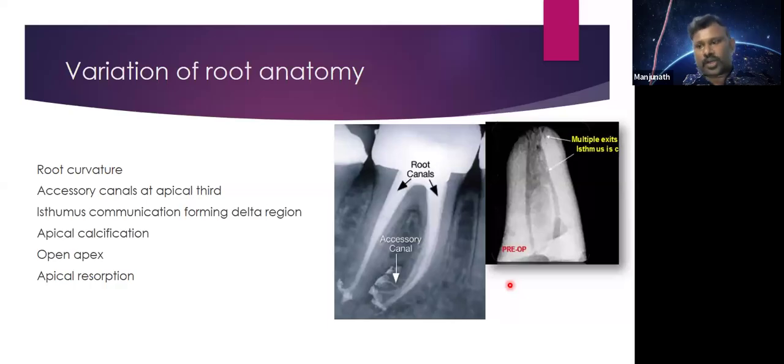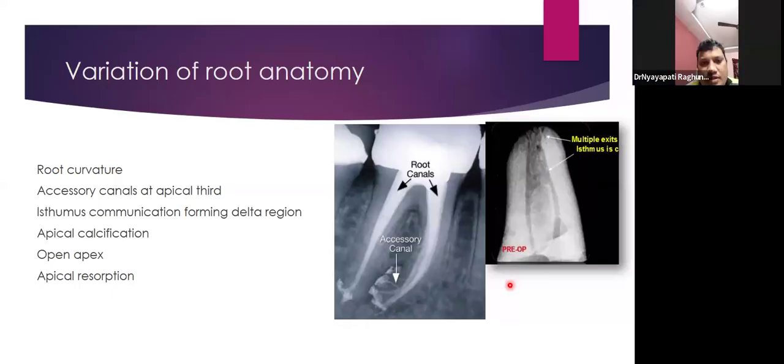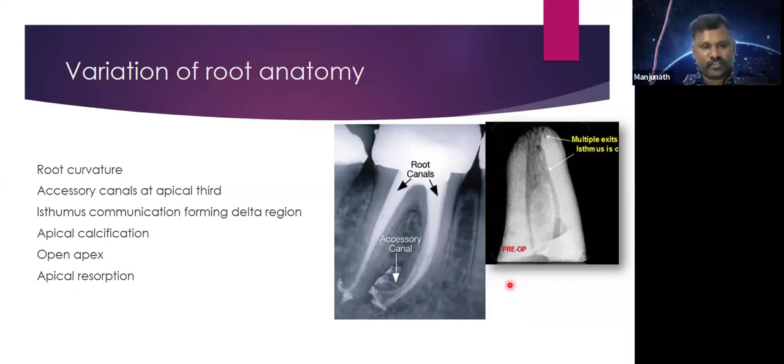So the next thing is, what are the variations that can happen in the apical portion? Generally, we have difficulty with root curvature or apical curvature, so it will be difficult to negotiate the apical portion. Or sometimes you may have accessory canals at the apical third, and there will be some isthmus connections between these accessory canals, and it forms a delta region. So it will be very difficult to negotiate that periapical region, even though you properly finish the apical portion. So there will be some difficulty in finishing these types of cases.